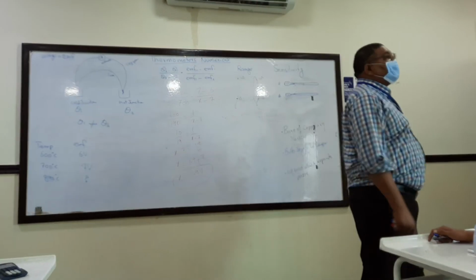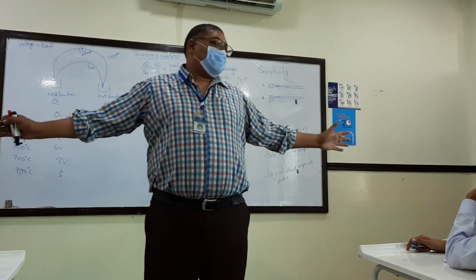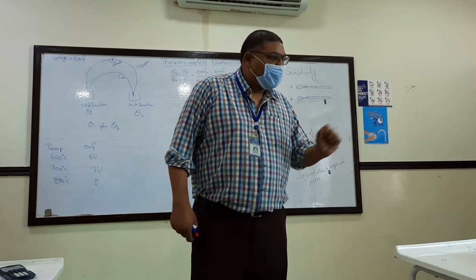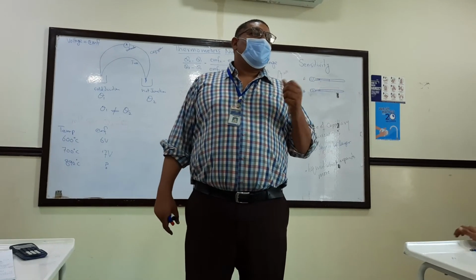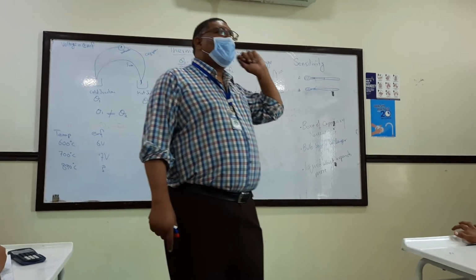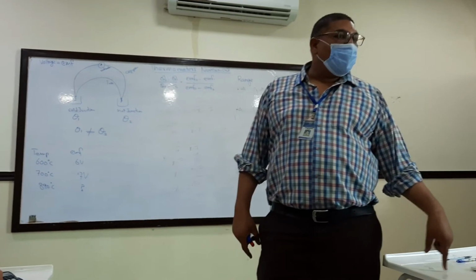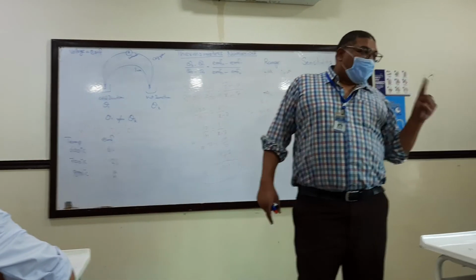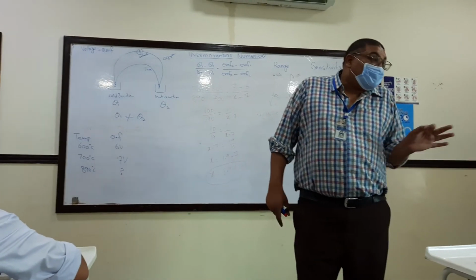The last thing is that range and sensitivity are opposite to each other. The thermometer which has a larger range will have less sensitivity, and the thermometer which has a lower range will have more. So they are inversely related. If somebody gives you 4 thermometers and asks which one has the greatest range and which one has the greatest sensitivity, the one with the greatest range will have the least sensitivity, and the one with the least range will have the greatest sensitivity.